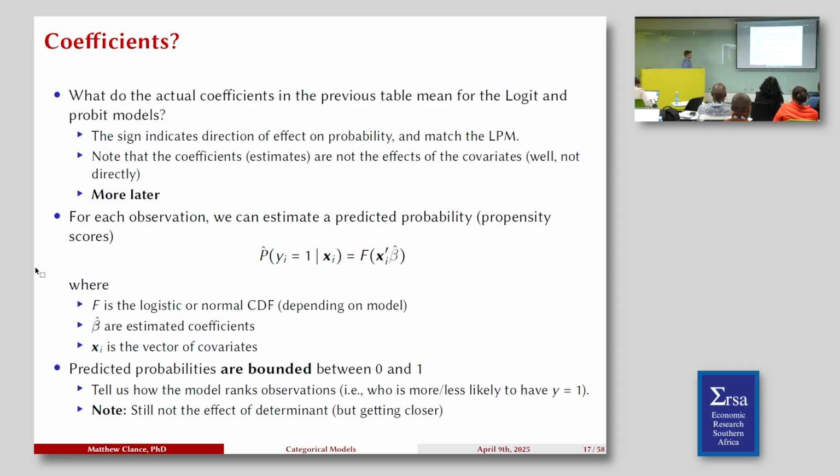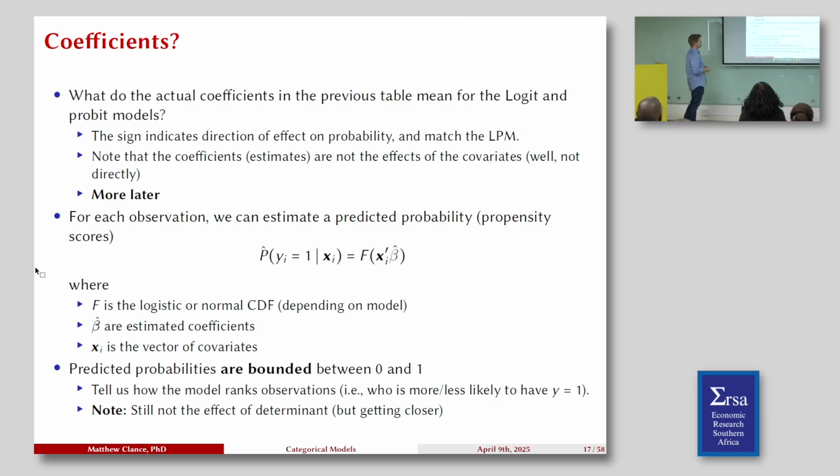So the coefficients in this case, I've already sort of gone through this, but I'll go through it again. What do the actual coefficients mean? Basically, the sign indicates the direction of the effect on the probability of success. And I say they should match the LPM. And we note that the coefficients or estimates are not the effects of the covariates, and that's why I say, well, not directly. Remember, I told you, in the Logit, those coefficients are affecting the log odds ratio. In the case of the Probit, it's affecting the z-score. And we're going to do a little bit more on that later on.